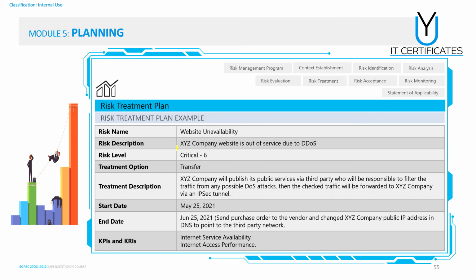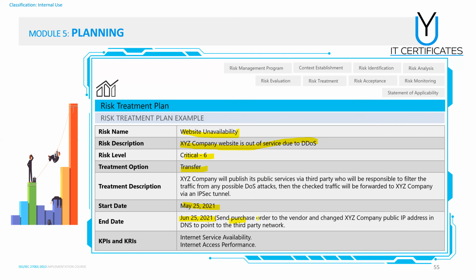scenario. Here, for example, website unavailability is the risk name, and the description is: XYZ company website is out of service due to denial of service. Risk level, it is 6. Treatment option, transfer. XYZ company will publish its public services via a third party, who will be responsible to filter the traffic from possible denial of service attacks. Start date, it will be May 2021. End date, it will be June 2021.